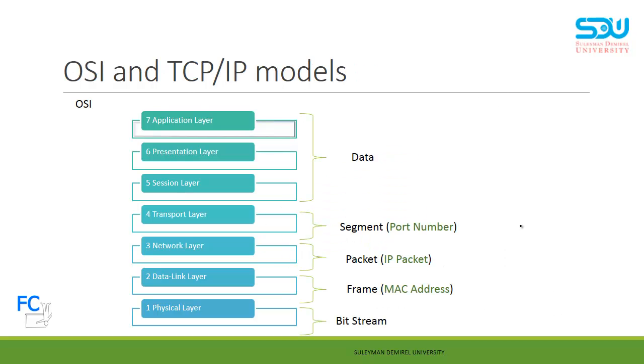Let's continue. So actually, this slide explains the same: data, segment, packet, and frame. And what do we have additionally here? The port numbers, which define the applications, the IP addresses, which define the source and destination network addresses, and the MAC addresses, which define the source and destination physical addresses of hosts.